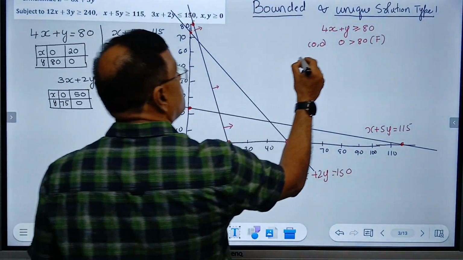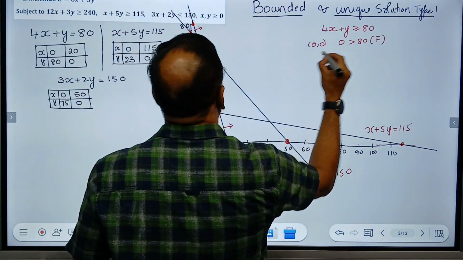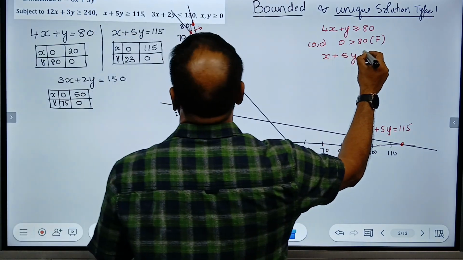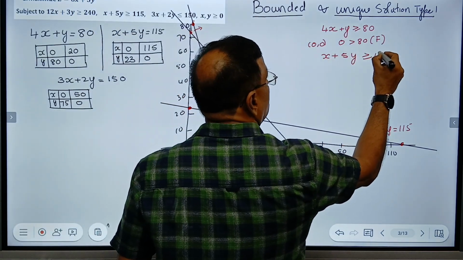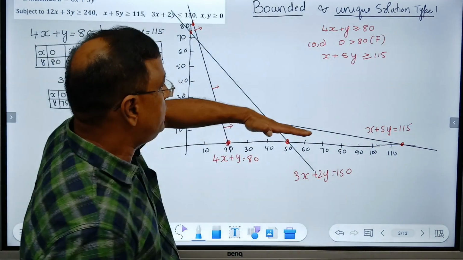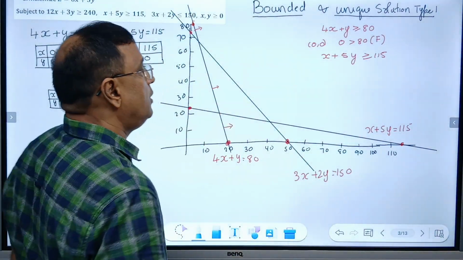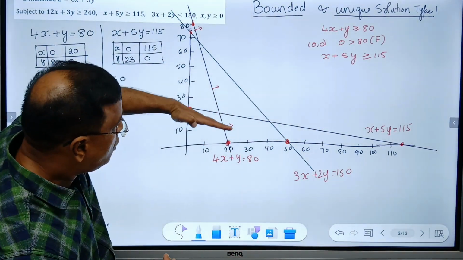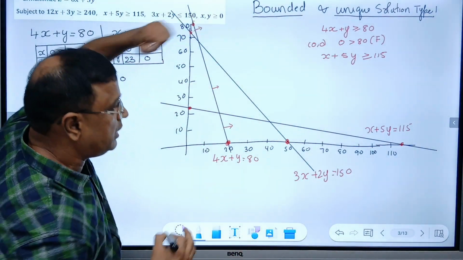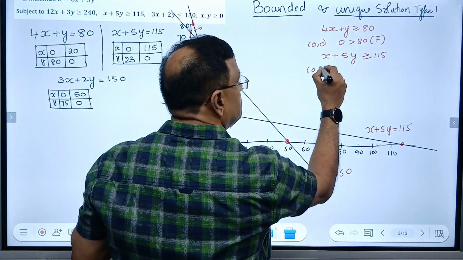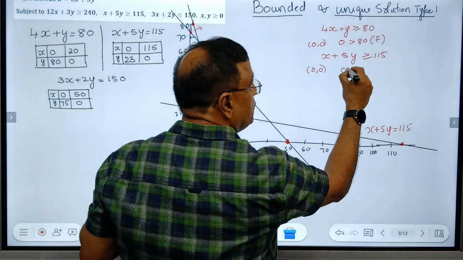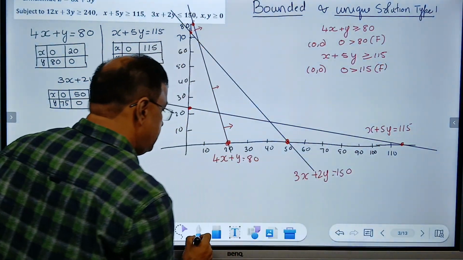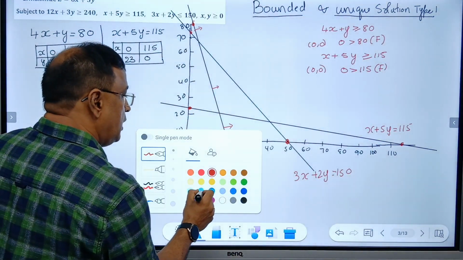Now let's go to the next one. x plus 5y is greater than or equal to 115. That is this line. Can you see this line? This is the line. Either it can be towards origin, or it can be away from origin. I don't know, so I will choose origin. So when I substitute here, I get 0 is greater than 115, which is again false. So it can't be towards origin, it has to be away from origin.